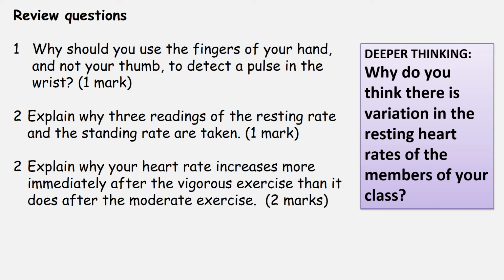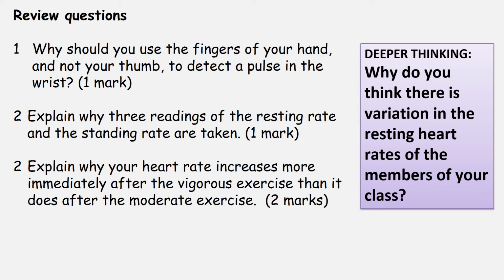So we've got three questions. Sorry, I've numbered the number 2 twice. That should be number 3. So we've got 3 straightforward questions just to review what it is that we have been speaking about. So question number 1, why should you use fingers of your hand and not your thumb to detect pulse in the wrist? Number 2, explain why 3 readings of the resting rate and the standing rate are taken. Number 3, explain why your heart rate increases more immediately after vigorous exercise than it does for moderate exercise.